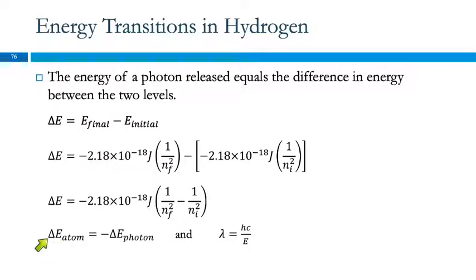The change in energy for the atom is opposite in sign to the change in energy for the photon. Because when the photon goes off with energy, the atom loses that energy. Yes?